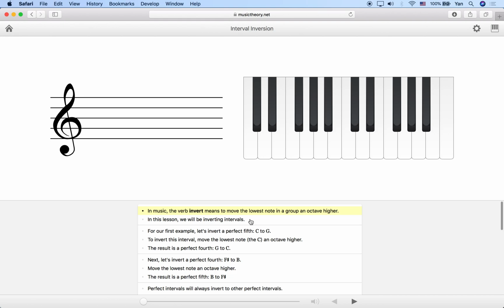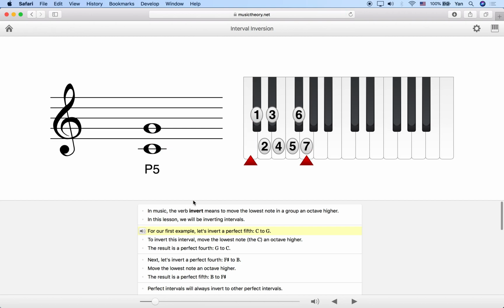To make an inversion, we're going to take the bottom note and go up one octave from there. So we're going to be inverting some intervals. Let's go to our first example. In our first example, we have a perfect fifth, C natural to G natural, right? And that's 7 half steps, if you take a look over here on the right. All right, let's take a listen to what that sounds like.